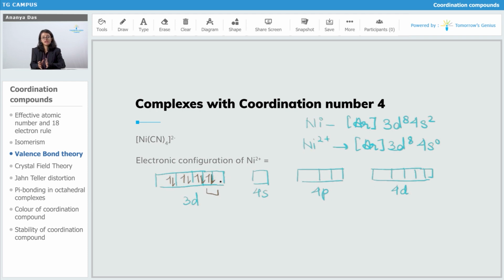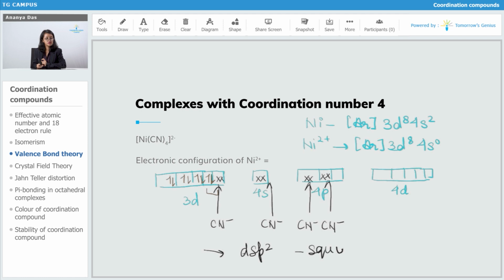And there are 4 CN negative ligands. So 4 orbitals which contain the lone pair are going to overlap with 4 empty orbitals present on the metal. So 1 with this, 1 here and 2 here. So that's 1 CN negative, another CN negative, another CN negative and another CN negative. So the hybridization that we got is dsp2. So that's square planar. This is a square planar complex because the hybridization is dsp2.